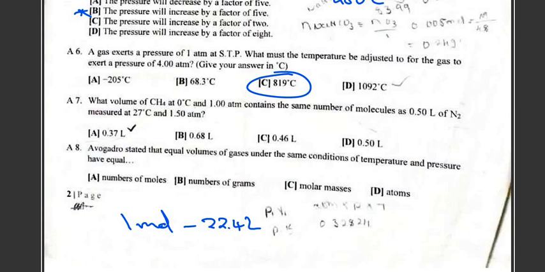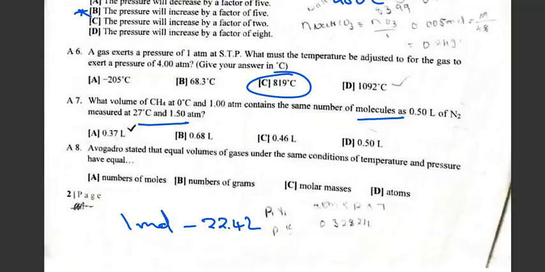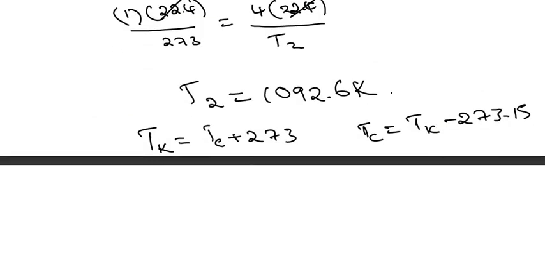Then now we are moving to A7. A7, they are saying, what volume of methane at 0 degrees Celsius and 1 atm contains the same number of molecules, meaning the same number of moles, as 0.5 liters of nitrogen measured at 27 degrees Celsius and 1.5 atm? The same thing here. To understand the question, you should be able to write the data separately. So we're on A7 now. So write the information separately.